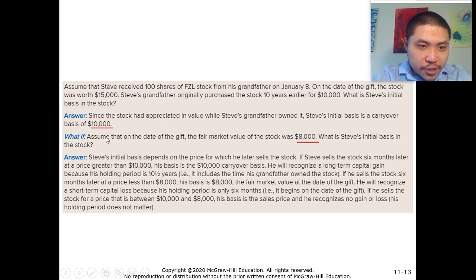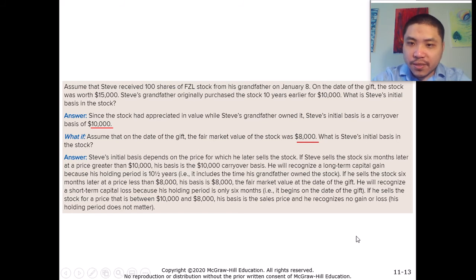Then the second question asks: assume that on the date of the gift, the fair market value of the stock was $8,000. Then what is Steve's initial basis in the stock? So now it's a different case, the other case. Steve's initial basis depends on the price for which he will later sell the stock, so he has to wait until he sells the stock to figure out what basis he's going to use.